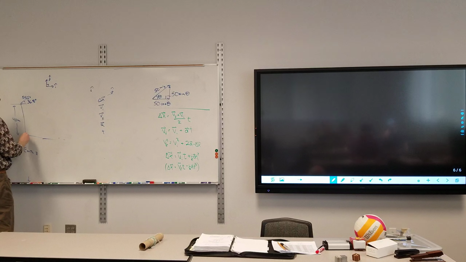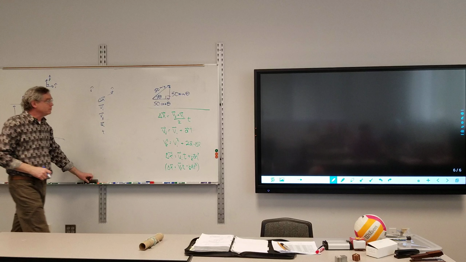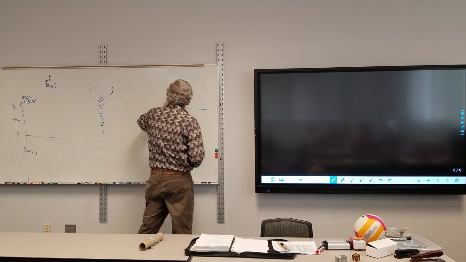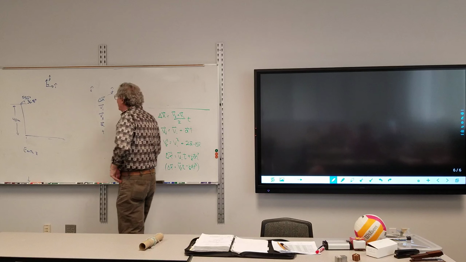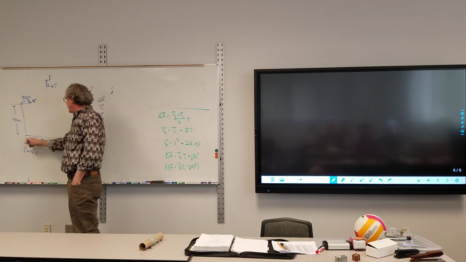I'm still going to go 36.8. All right, so the question is, I'm launching this from a 40-meter tall cliff from the edge at 50 meters per second, 36.8 degrees. This will look very similar to something you've seen before. This is what we're trying to find, R.